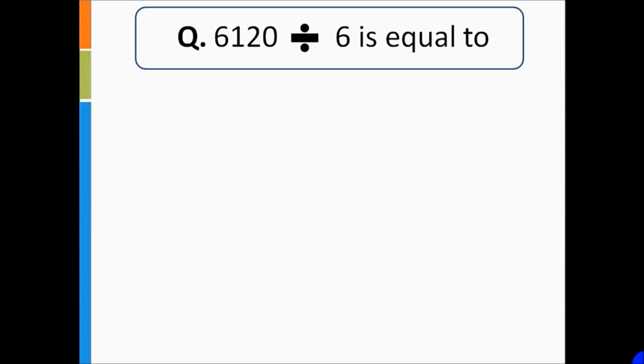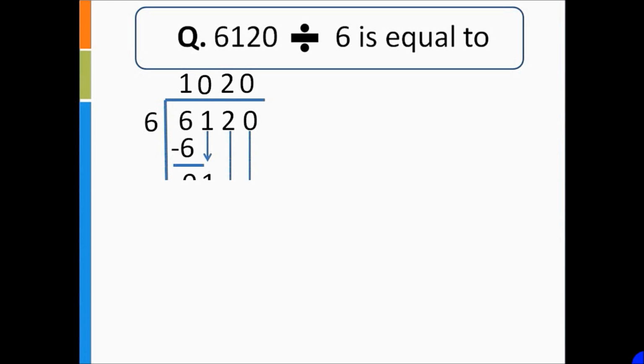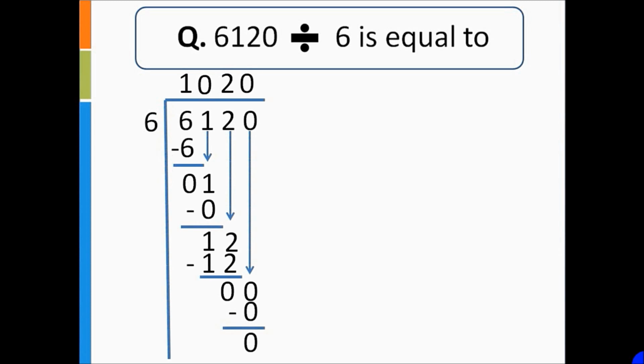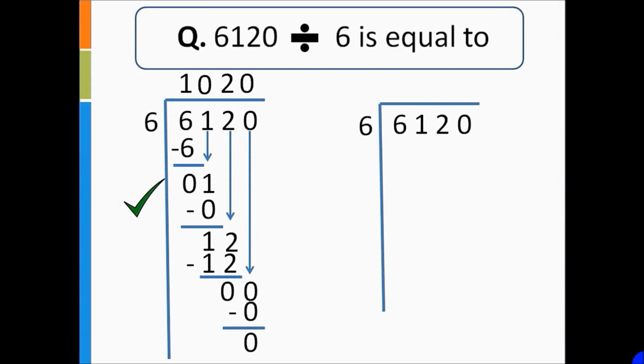Another reason behind this particular misconception could be an incorrect application of the long division method. Shown on the screen is the correct execution of the long division algorithm to solve the problem 6,120 divided by 6. The animation on the right of the screen demonstrates what students may be doing incorrectly.